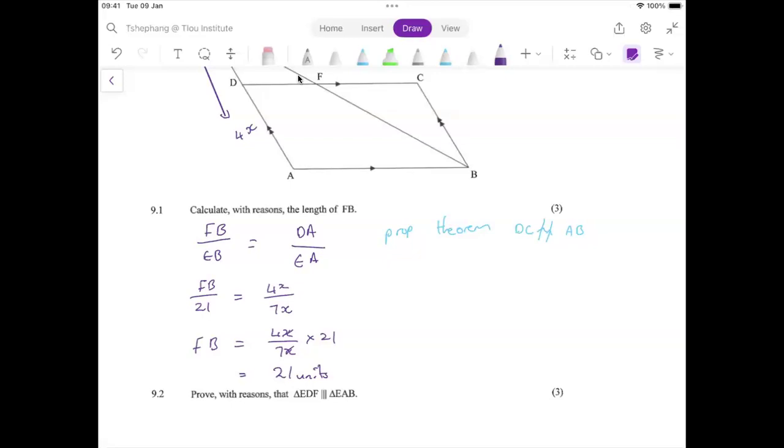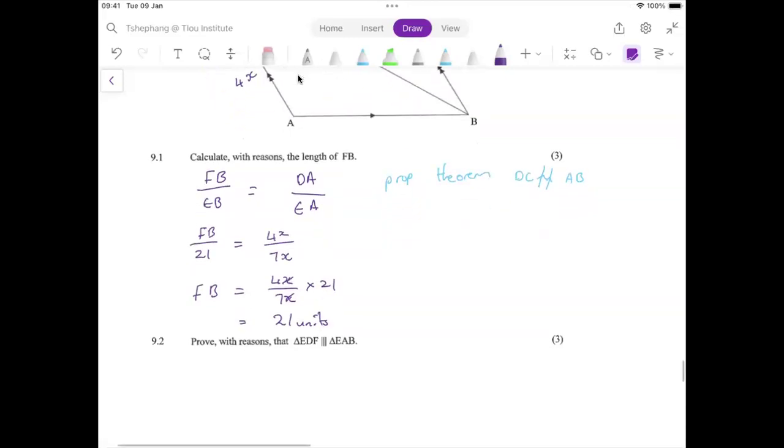Okay, no questions in the chat. I think everyone is still fine. Now prove with reasons that triangle EDF is similar. Right? So I always say the straight lines going up are similar.